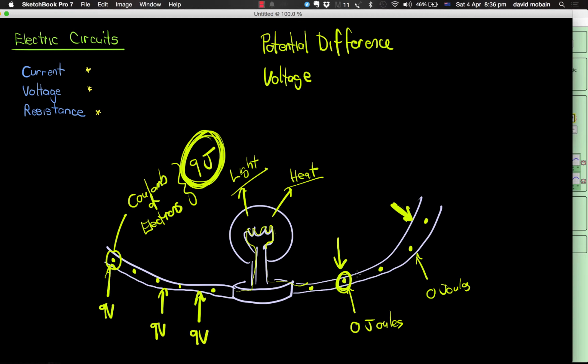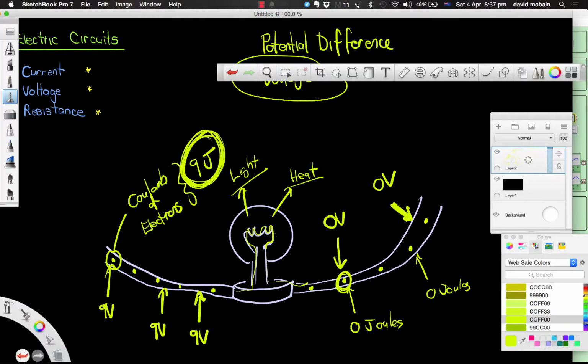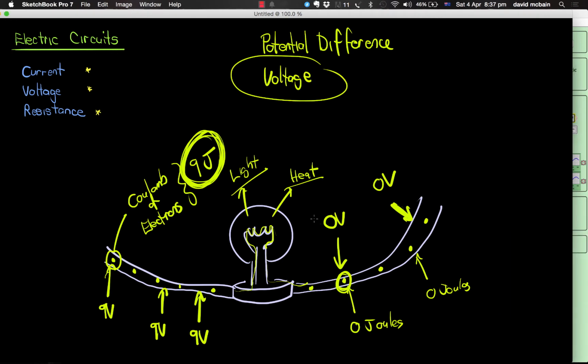Over here, in this part of the circuit, as the electrons flow through, if I was to measure the energy of any of those coulombs as they pass through at this point in the circuit, I would read that there is no energy in any of the coulombs as they flow through. So at this point in the circuit, the voltage would be 0 volts. Here it would also be 0 volts. So we're measuring the voltage at different points of the circuit. Potential difference is a little bit different. Potential difference is if I am measuring the difference between two different positions.